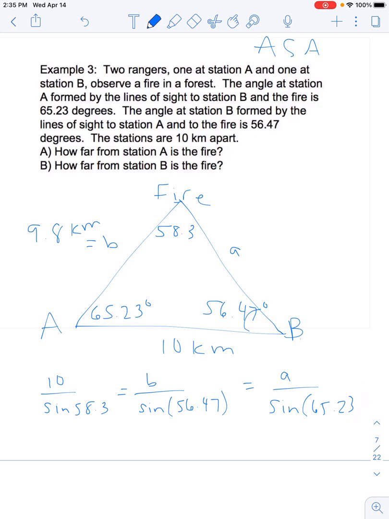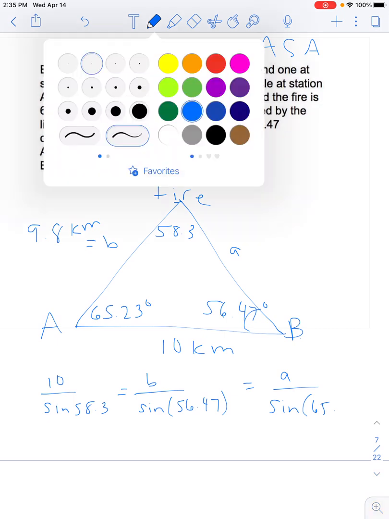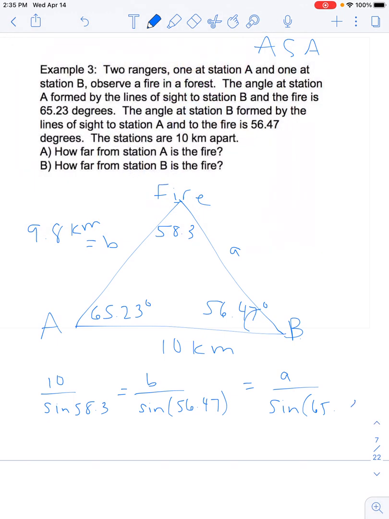And I did that wrong. Oh no, I didn't. I did that right, 65.23. I got 10.67.